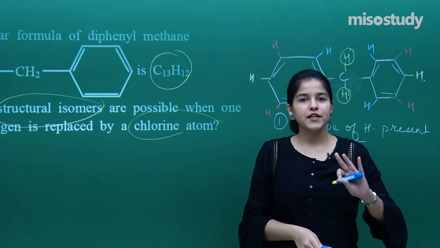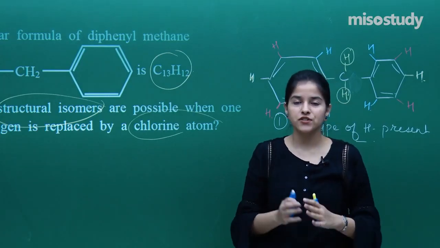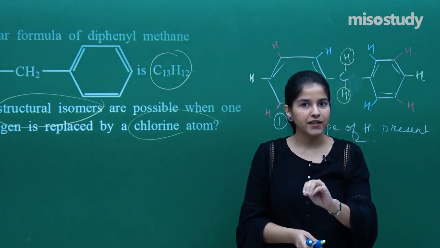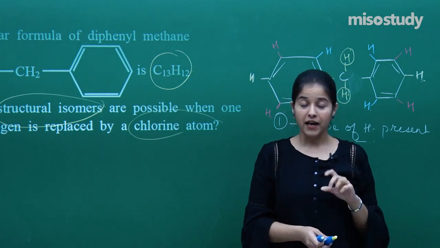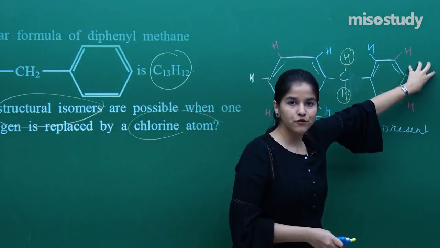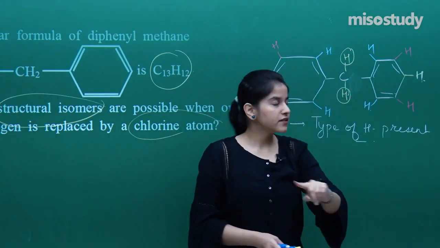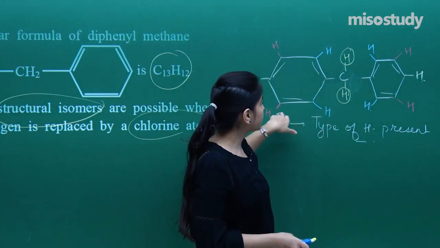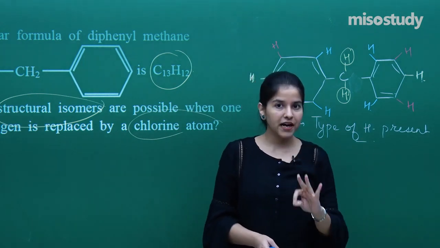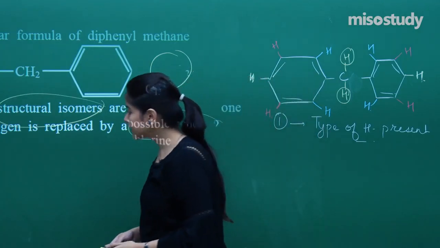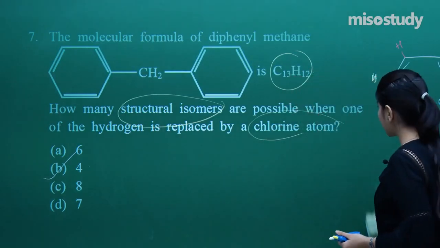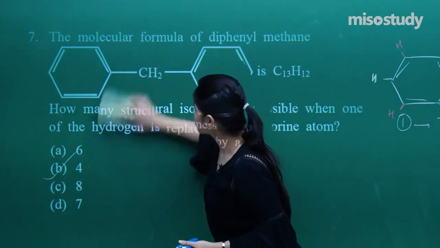That means all in all I can have how many unique structural isomers? 4. I need to replace each one of the hydrogens with a chlorine atom and I'll be getting a different and unique structural isomer. Whether I replace this or this particular hydrogen, I'll be getting the same, so that will be counted as 1. Similar will be the case in these red ones and the blue ones. Clear? So the number of unique hydrogens is 4, thereby I get the answer as B. Clear? So that is how you need to approach this particular question.